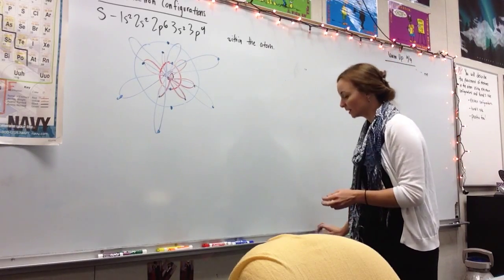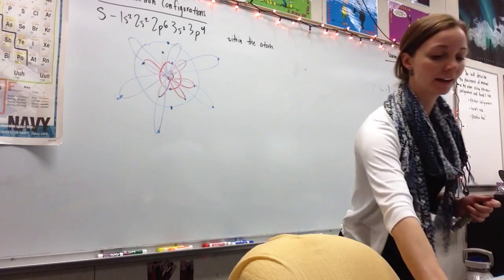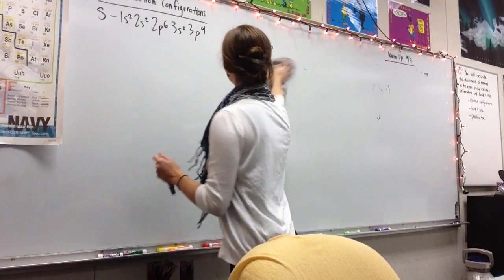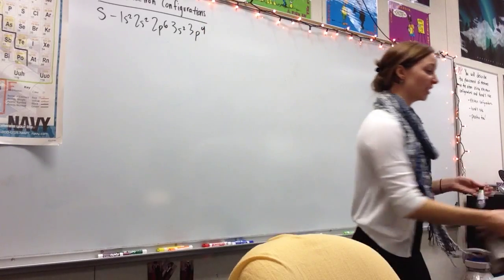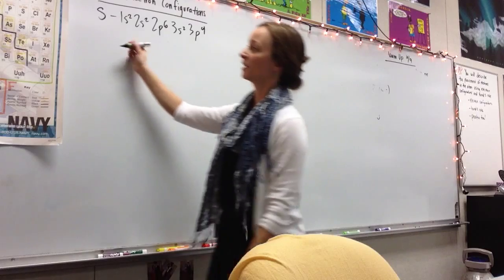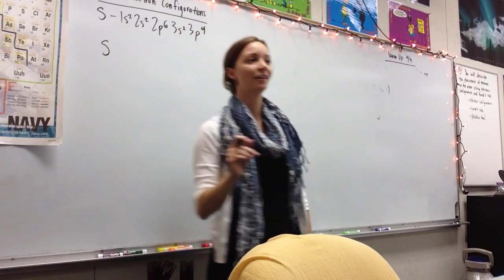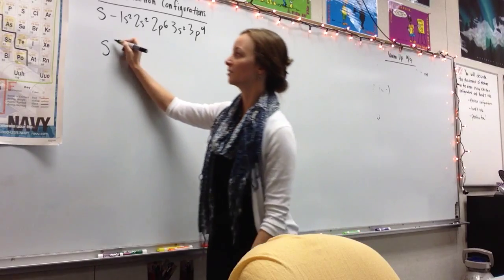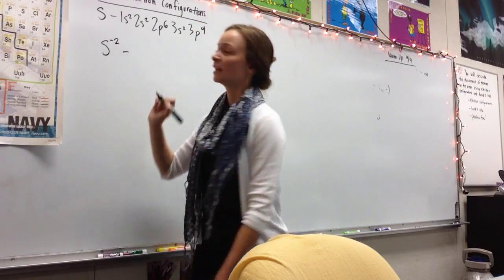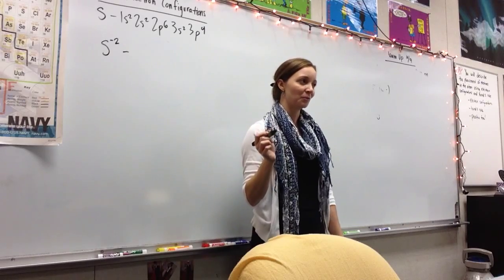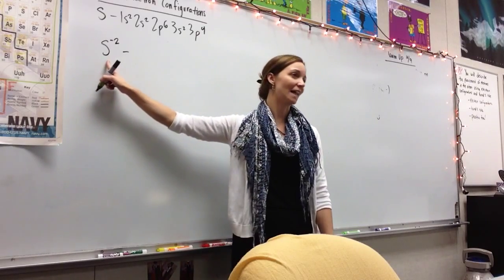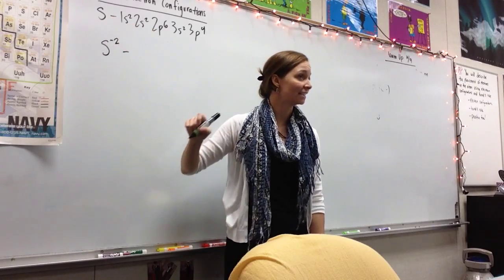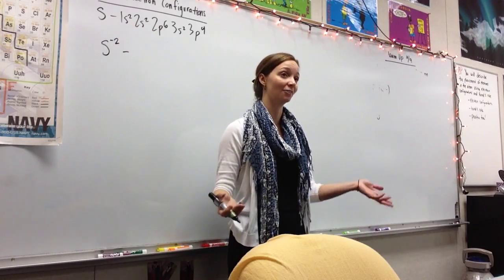Okay, so a couple more things I need to mention about electron configurations. Things with charges. So let's take a look at sulfur. What is sulfur's charge, guys? On the periodic table, what's the charge? 2-. Sulfur has a 2- charge. So looking at the sulfur 2- ion, what does this ion have that the neutral sulfur does not? It gained 2 electrons. That's why it has a -2 charge.